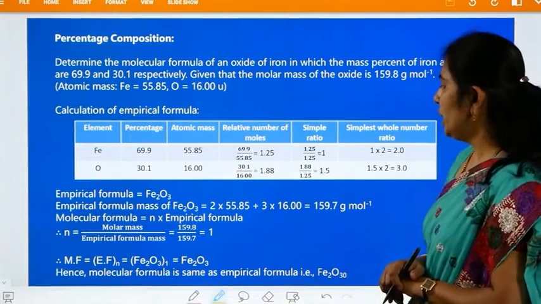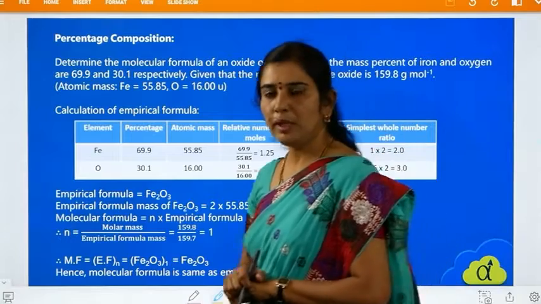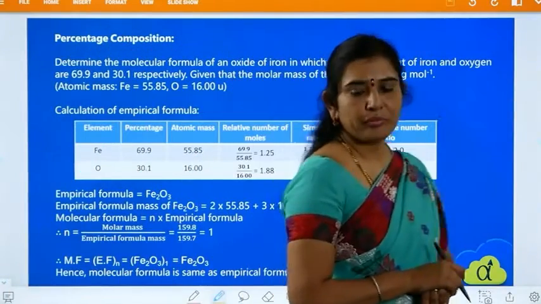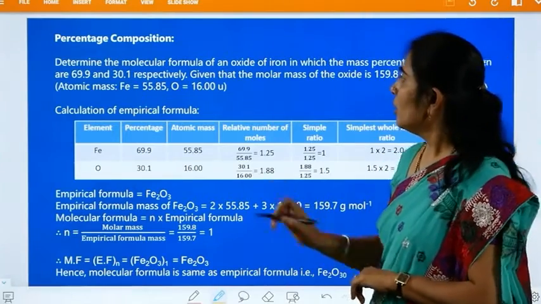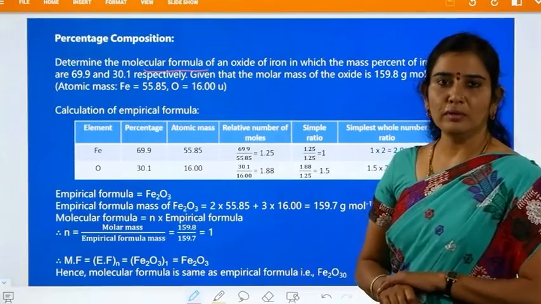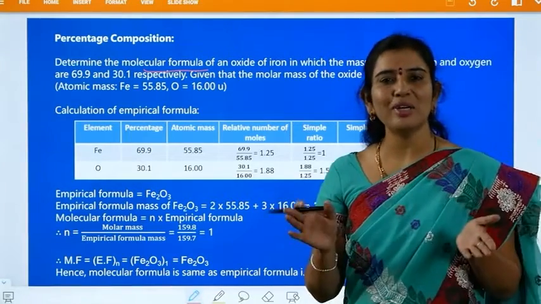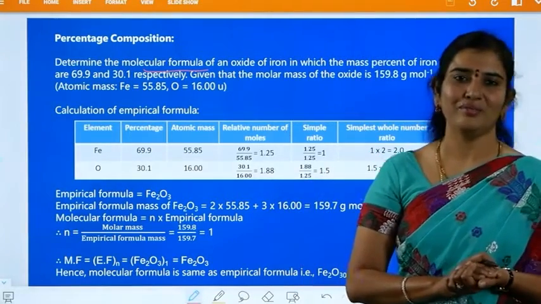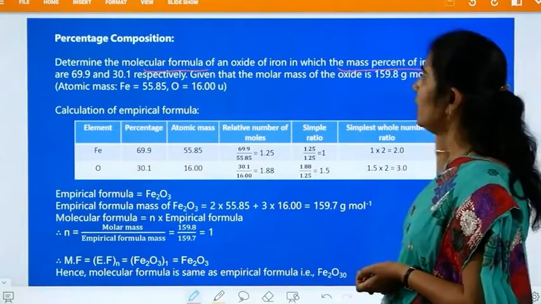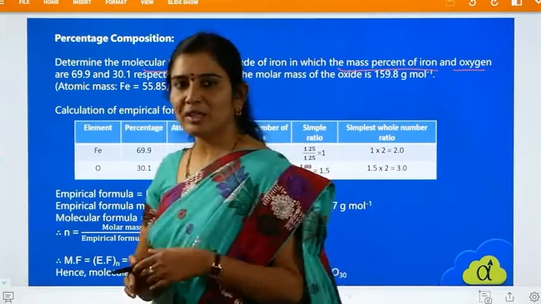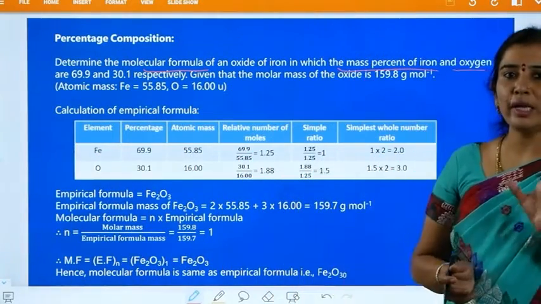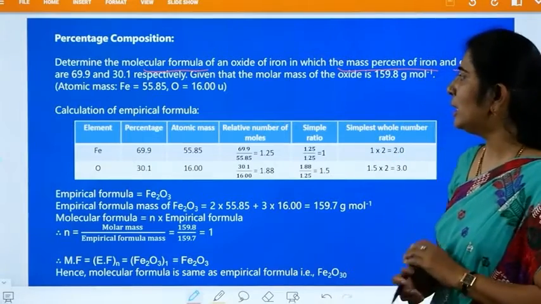So now, I am going to take one more example to write the empirical formula and molecular formula. See here, you have to determine the molecular formula. Determine molecular formula means you have to write the molecular formula. Is it clear? Here the mass percentages are of iron and oxygen. In the previous case, it was carbon, hydrogen and chlorine. Now, the compound contains only iron and oxygen as the elements.